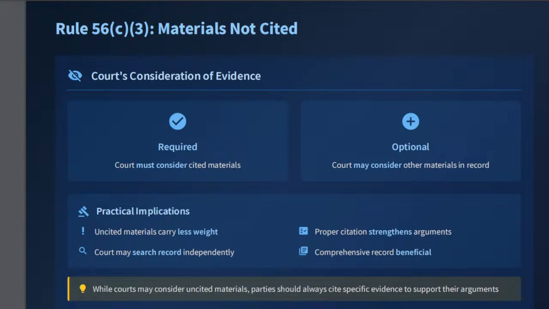So, practical implications. Uncited materials carry less weight. The court may search the record independently, and proper citation strengthens the arguments. And a comprehensive record is beneficial. So, again, having citations and having the record cited is a lot different than having the court search independently. So uncited materials carry less weight of evidence. And remember, the evidence is weighed. So this is an important consideration here regarding the materials when they cannot be cited.